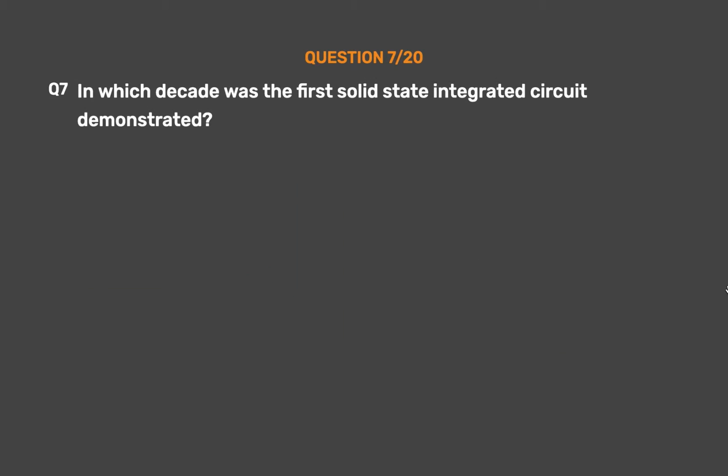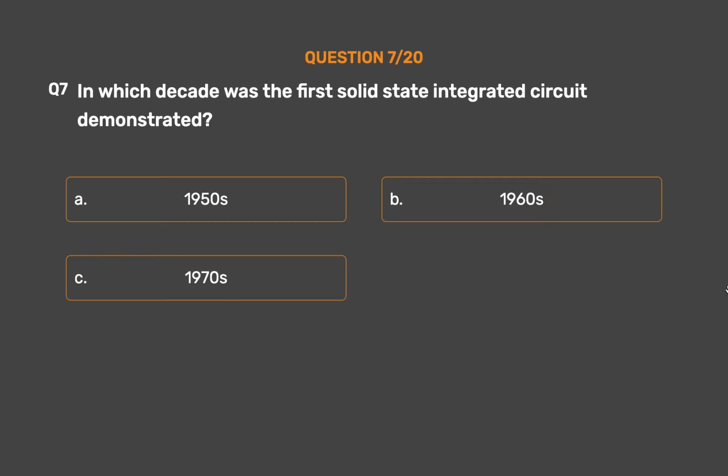Question number 7. In which decade was the first solid-state integrated circuit demonstrated? Option A. 1950s. Option B. 1960s. Option C. 1970s. Option D. 1980s.